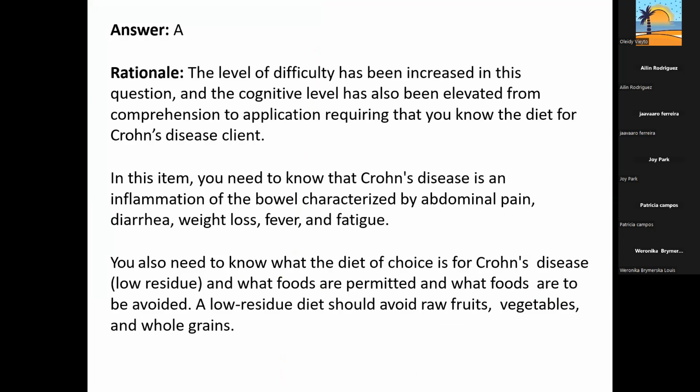So again, Crohn's disease is an inflammation of the bowels. Usually the patient has these signs and symptoms: abdominal pain, diarrhea, weight loss, fever, fatigue. And this is an age group that happens between 20 and 40 years old, okay? So it's so important to know the teaching, the diet, and what should be avoided. Again, a low residue diet should avoid raw fruits, vegetables, and whole grains, right? Put that on your laundry list if you don't know it.